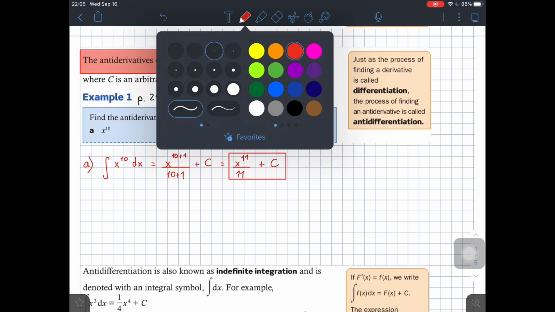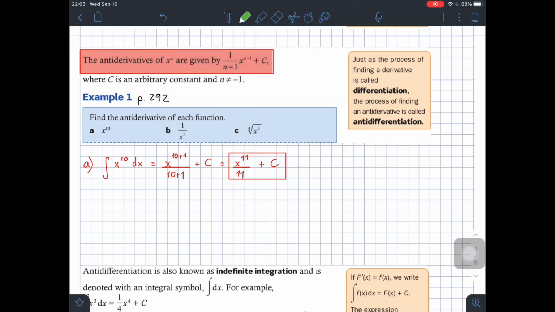So I'm going to give you a tip here. If you want to check your result, you can always check your result by differentiating the answer we obtain.